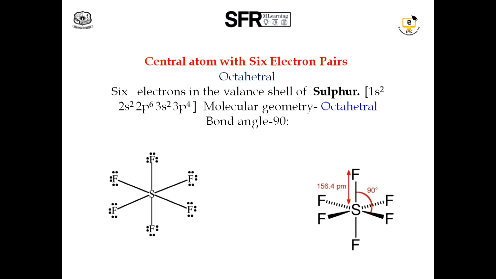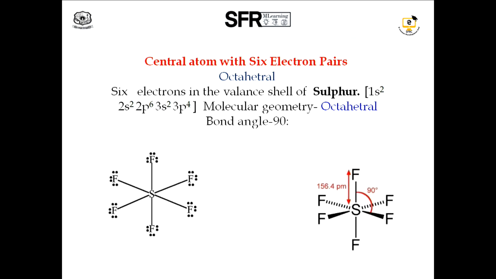The valence electrons in the neighboring atom are 7. So 7 into 6, that is 42. 42 plus 6 is 48. So 48 divided by 8, we get 6. So the hybridization is sp3d2 hybridization. So we expect the octahedral geometry with the bond angle of 90 degrees.